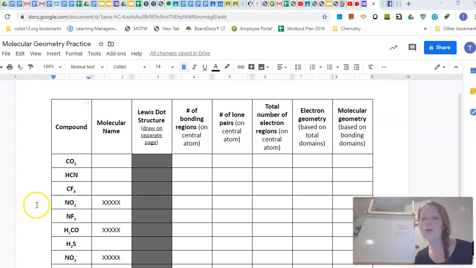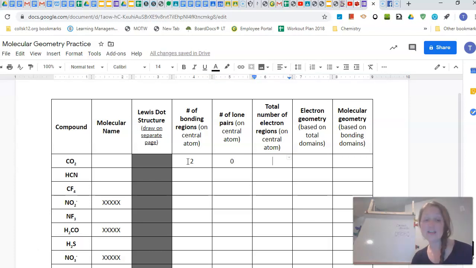And so if I were to be working on my document, I would be putting 2 in that box. Okay, that is the number of bonding regions. Now, if I look at this and I count how many of those bonding regions are lone pairs, we see that for this one, it's actually 0. So I'm going to be putting that in for number of lone pairs.